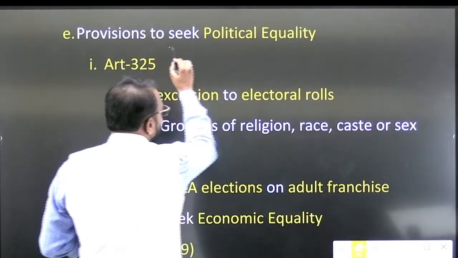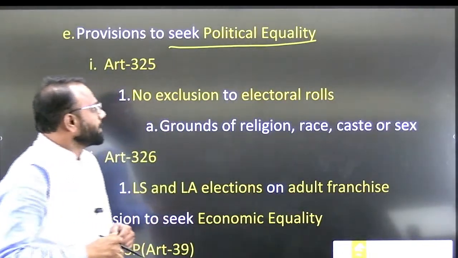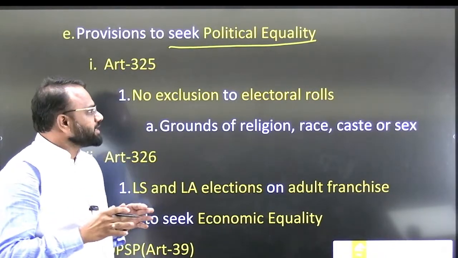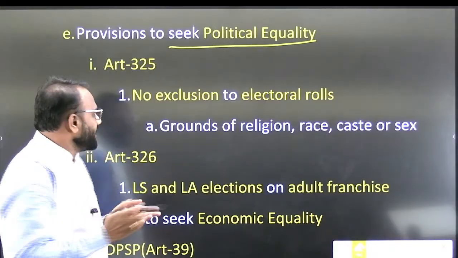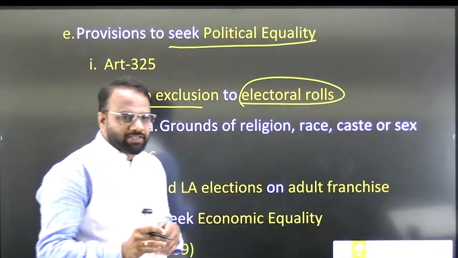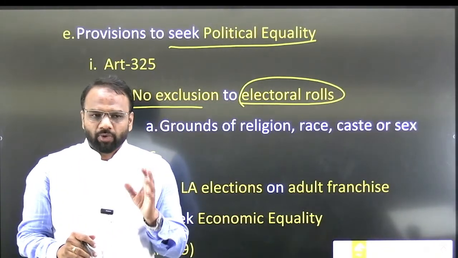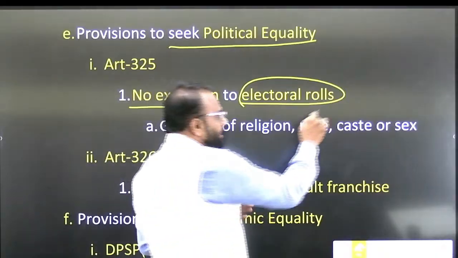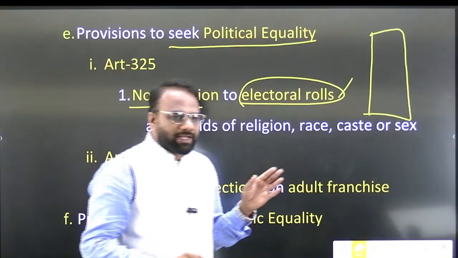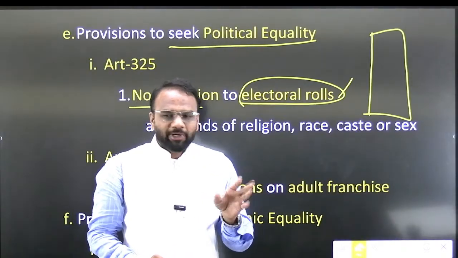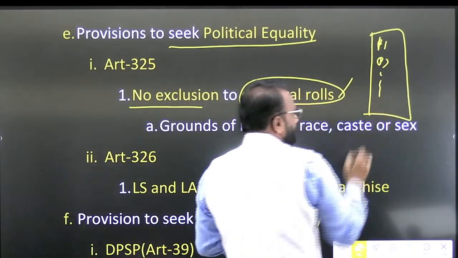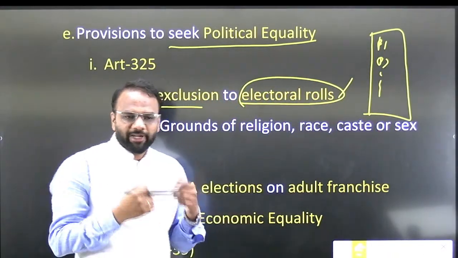Provisions to seek political equality. Which article of the Constitution helps us to seek political equality? What is political equality? No exclusion to electoral rolls. I think in the previous class we came up with a term called electoral roll. What is an electoral roll? In any constituency, for example, let's assume Bagalkot constituency, the electoral roll consists of a list of people who are eligible to vote. Person 1, person 2 and so on. This is a list of voters who can participate in voting.